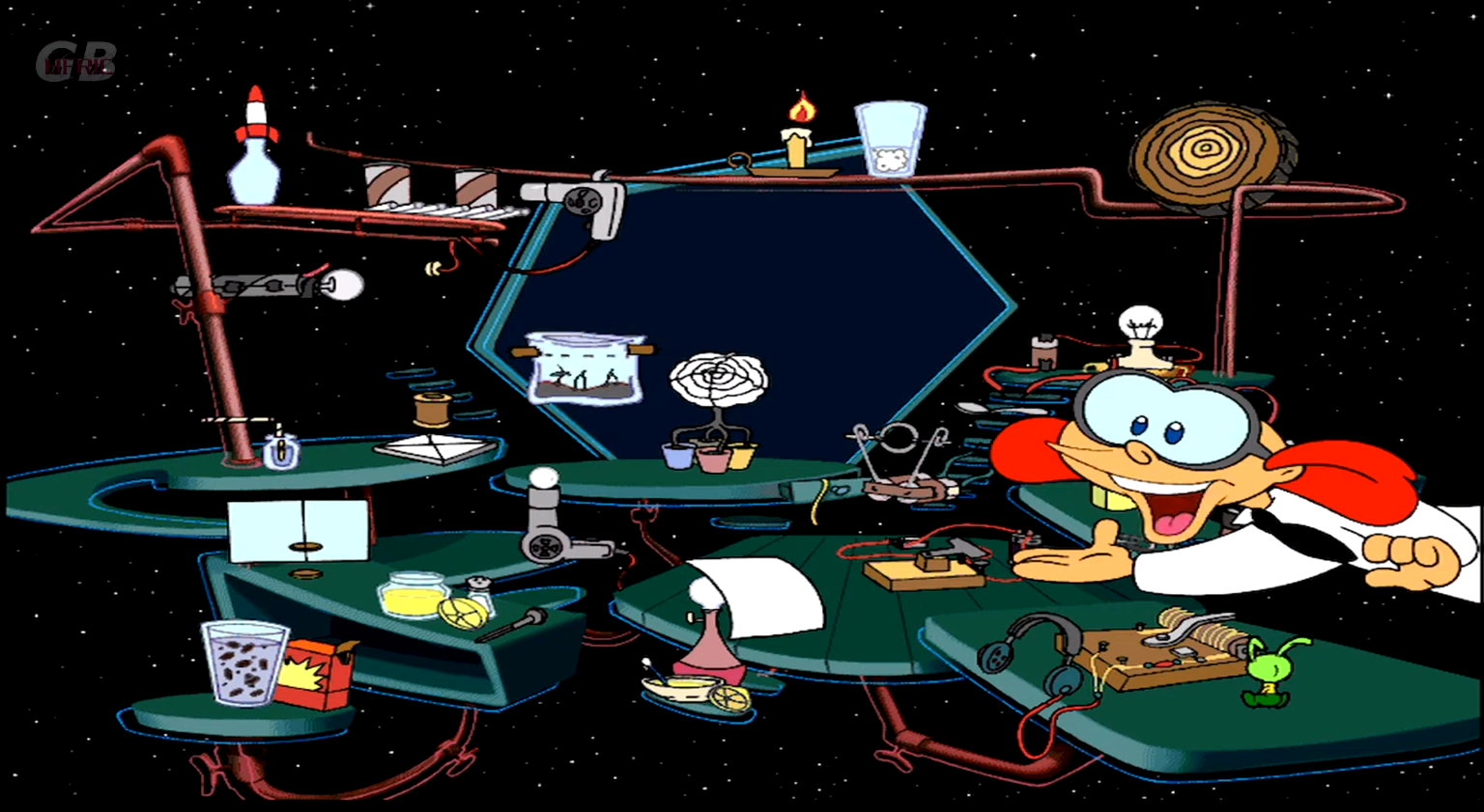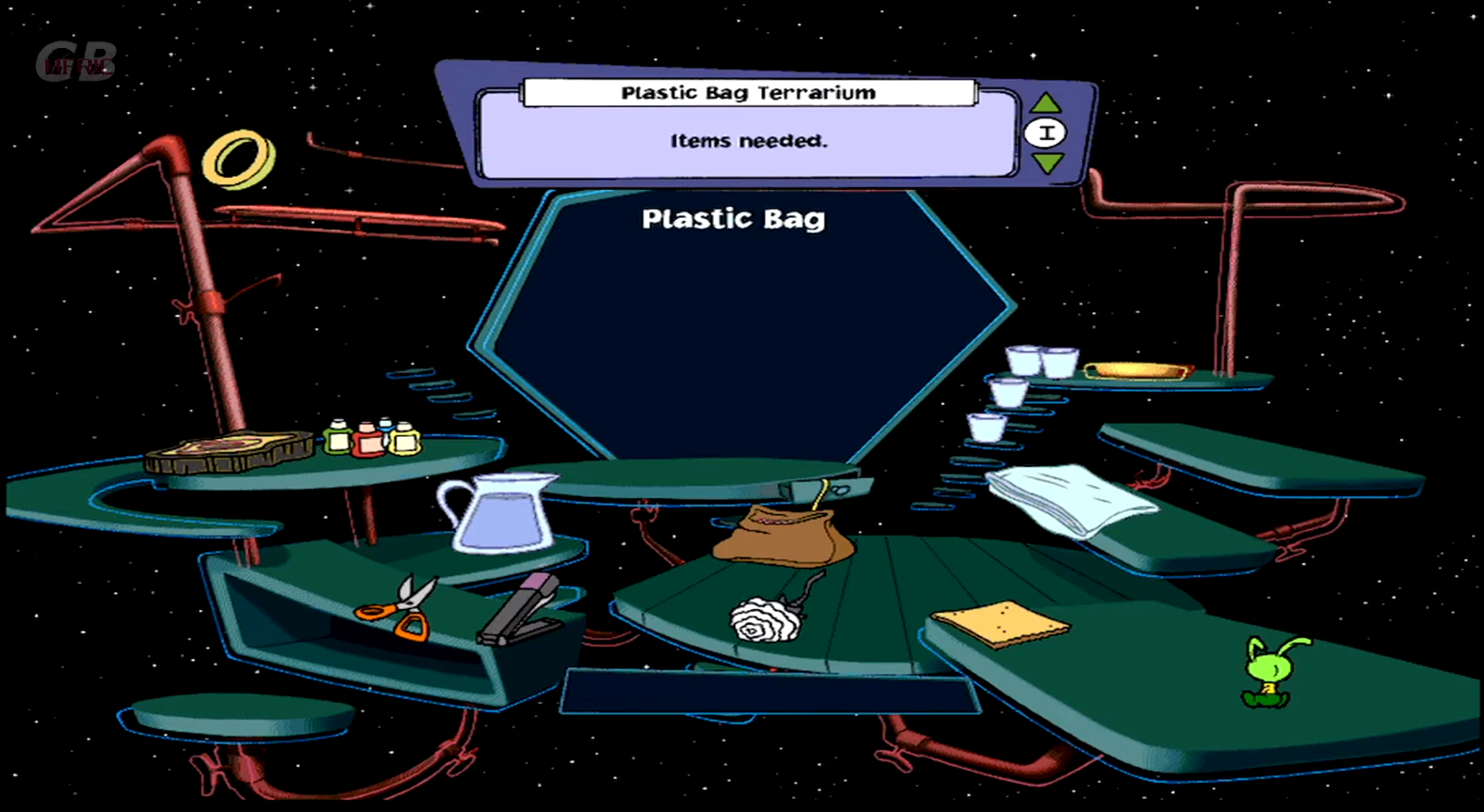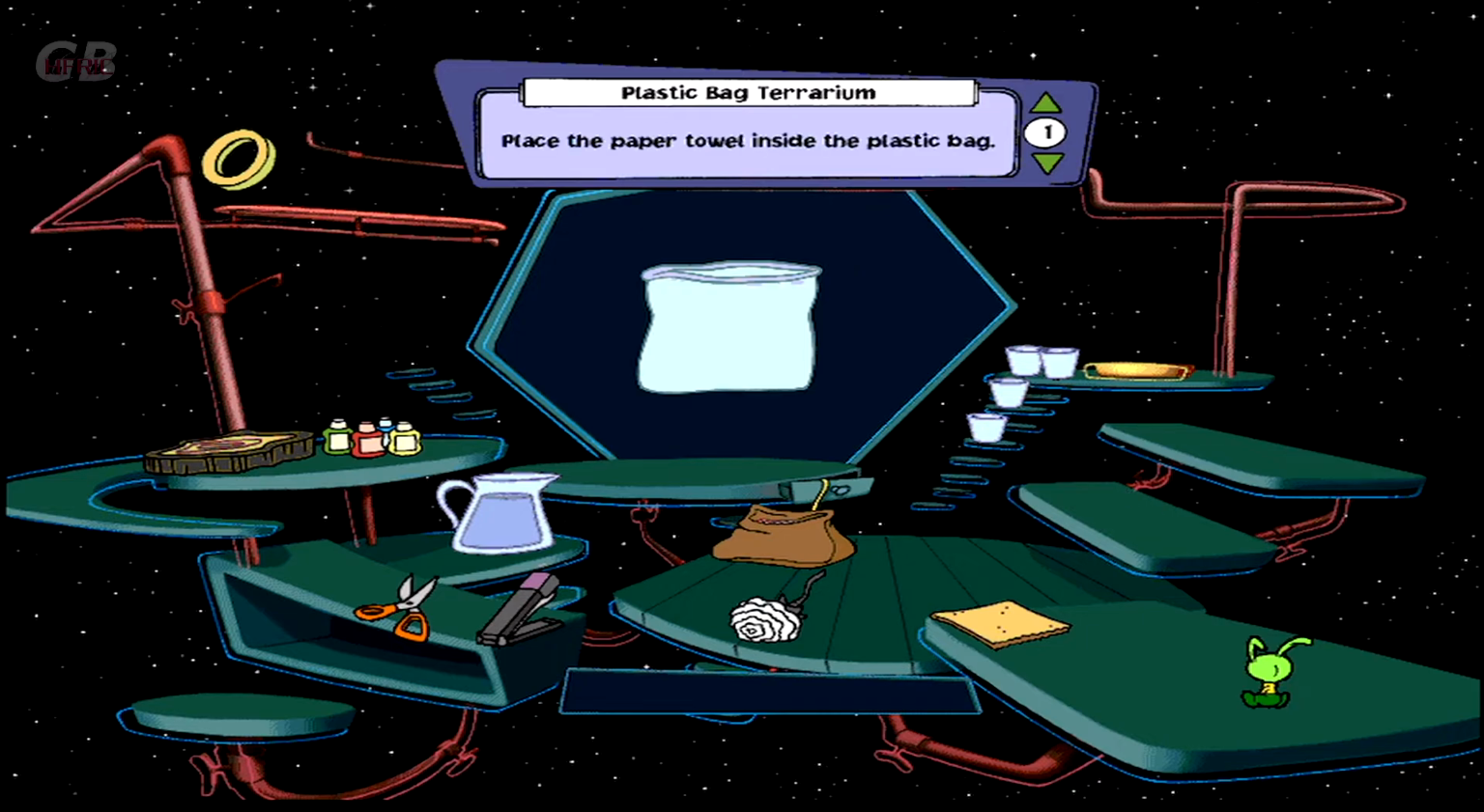This is super! The plastic bag terrarium experiment. This one is in the bag. You'll need a plastic bag, a paper towel, some birdseed, tape, water, and a stapler. Place the paper towel inside the plastic bag. To do this, drag the paper towel into the plastic bag.